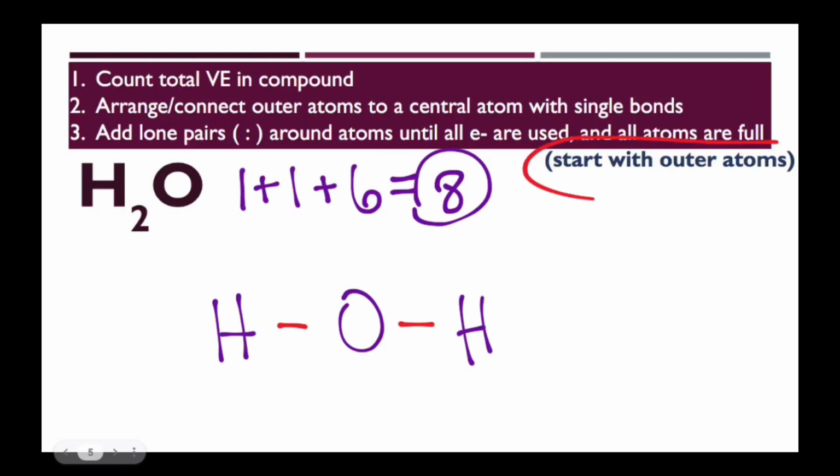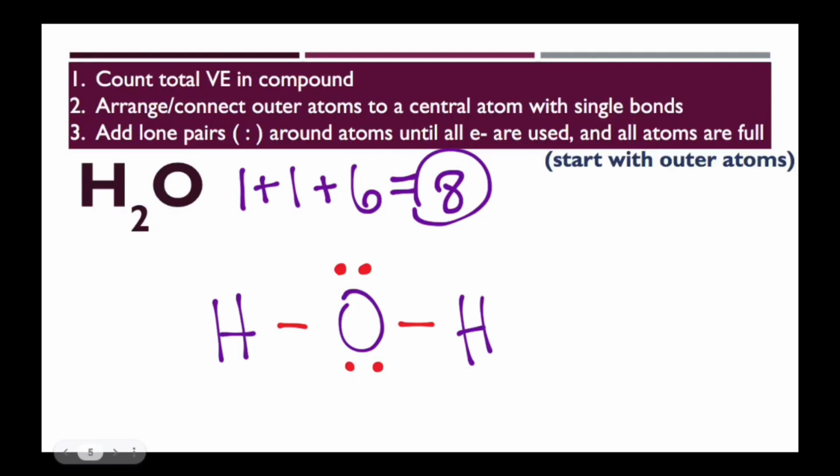Now I know I've said to generally start with the outer atoms here, but my outer atoms are hydrogens. I don't need any valence electrons. They're happy. So I can feel confident adding my valence electrons as 2 lone pairs around my oxygen.